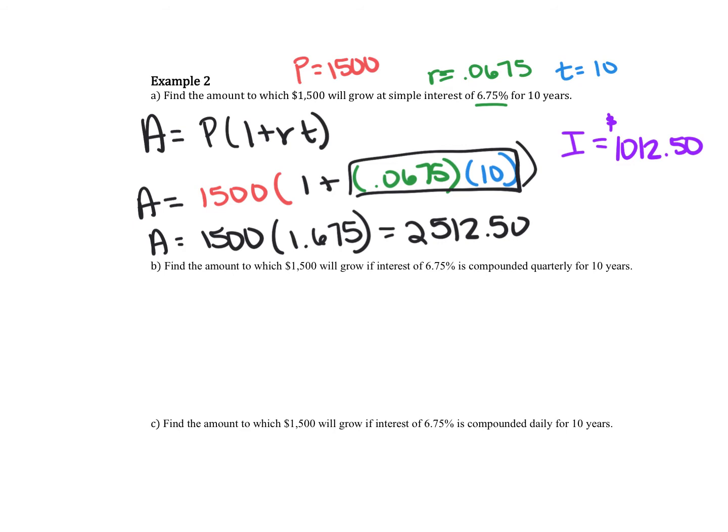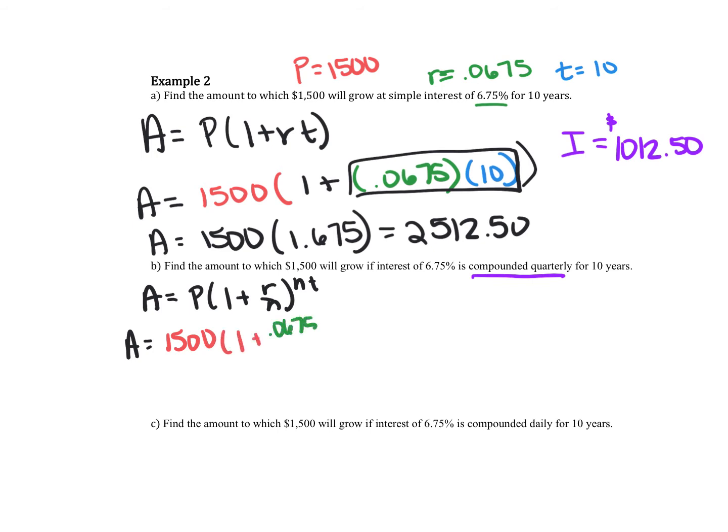So now we're going to compound it over quarterly payments. Look at quarterly payments this time, right? And so when I look at it compounded quarterly, the new formula I'm going to use is A is equal to P times 1 plus R over N, because I'm compounding, raised to the NT. So A is equal to 1,500 times 1 plus, my R is still 0.0675. But I'm going to divide that by my quarter compounds, which is 4. I'm going to raise that to the 4 times the T, which is 10.